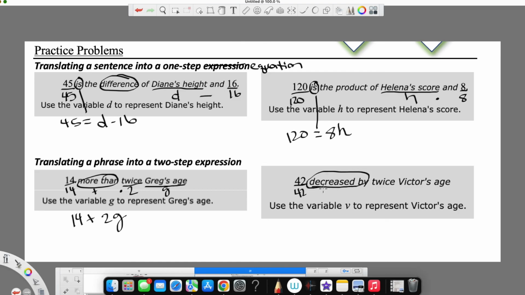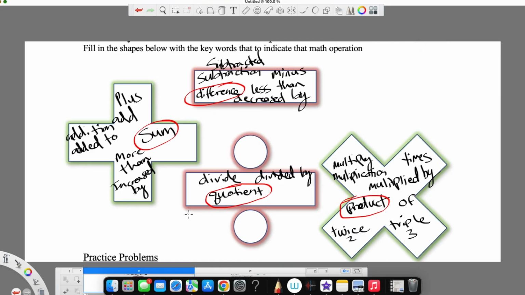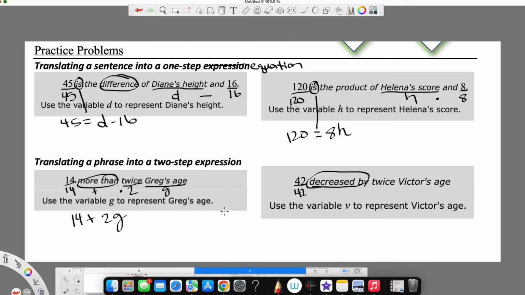All right, so now we have 42 decreased by. This is telling me what I'm going to be doing with 42. So "decreased by", if I go over here to subtracted, I've got "decreased by", so I know I'm going to be doing subtraction. So what is it decreased by? Twice. We know that that's times 2 again. We just did that. Victor's age. They asked me to use a V for Victor's age. So now I have 42 minus 2V. All right. So this is translating a sentence or phrase into either a one-step or two-step equation or expression. So there's quite a few vocabulary words there. So go ahead and go on, Alex, and give it a try.